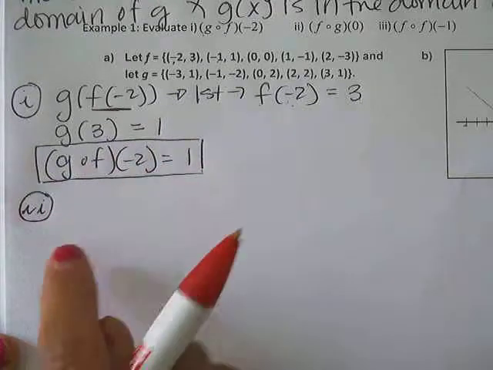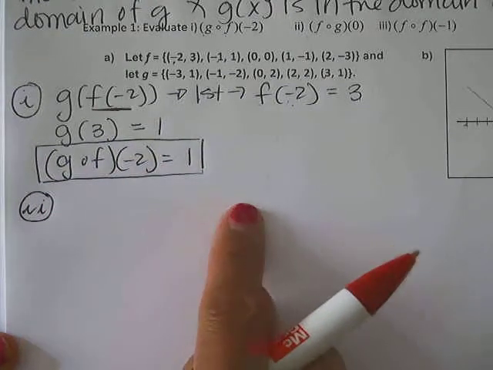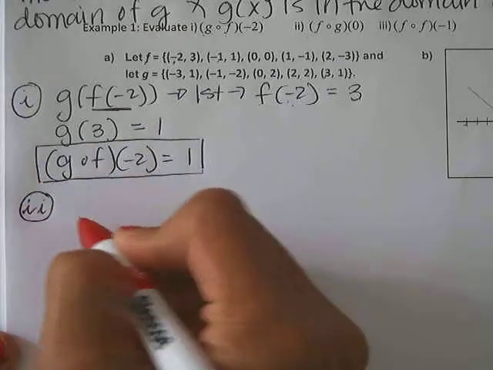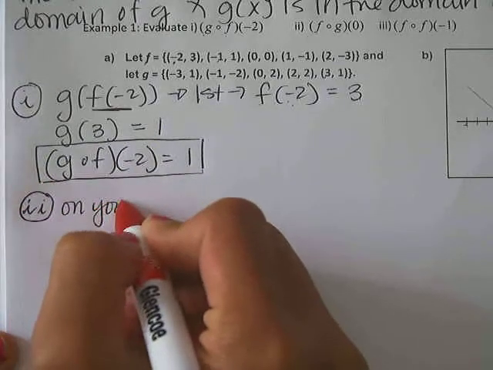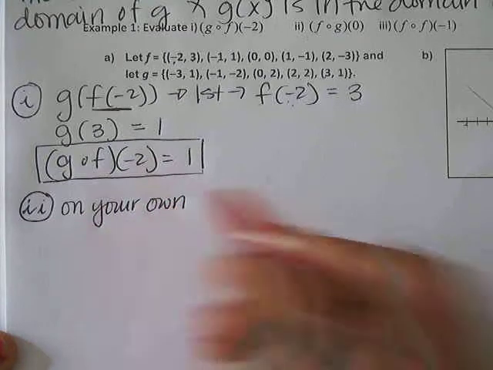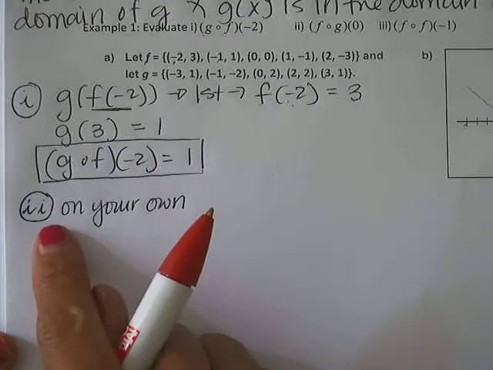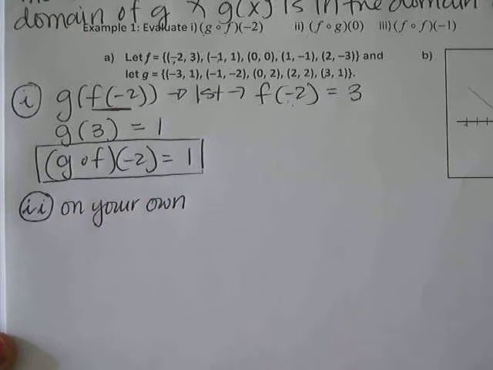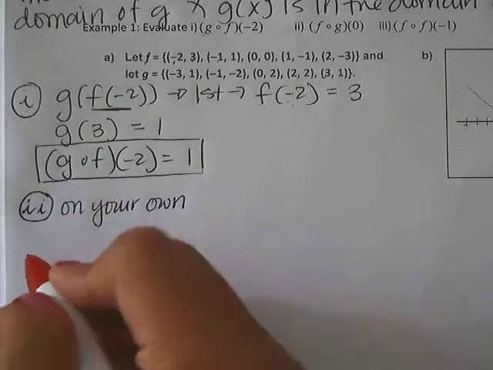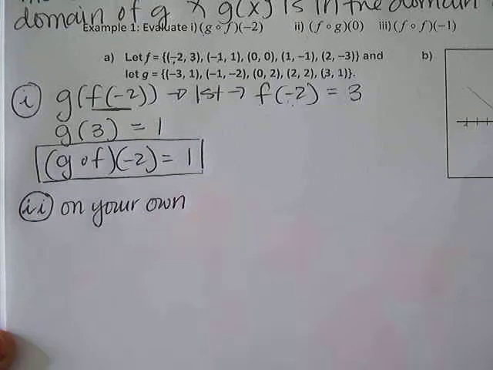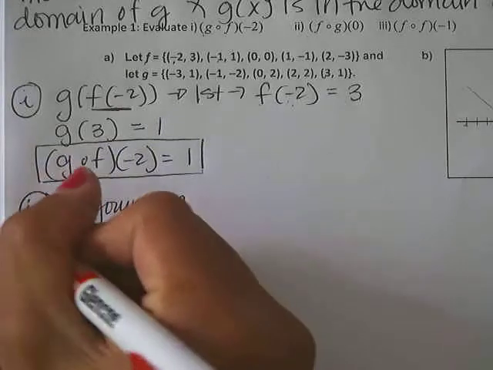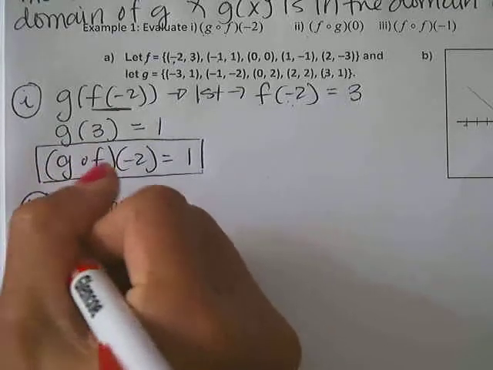Why don't you go and do 2i on your own? Go ahead and pause it. When I stamp your notes, you should have this completed. Once you're done, hit play so you can look at 3i.